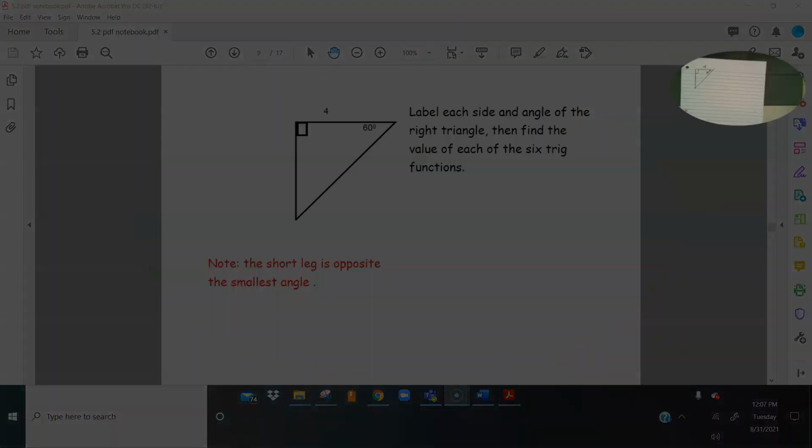Okay, I've jotted this down on my paper. It looks something like this, with a side length here of 4, an angle measure here of 60, an angle measure there of 90. 90 plus 60 is 150. 180 degrees minus 150 degrees would mean that this angle must be 30. And I know that this is the short leg because this is the smaller angle.